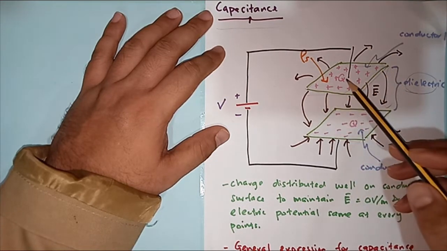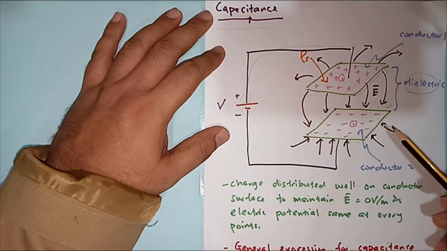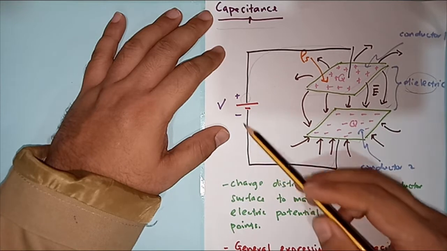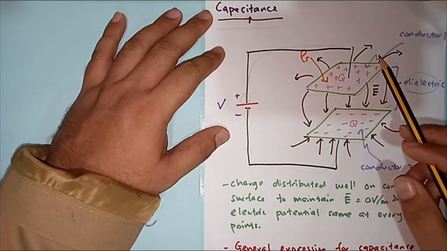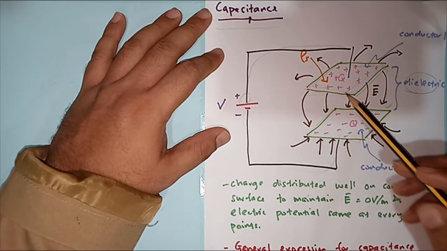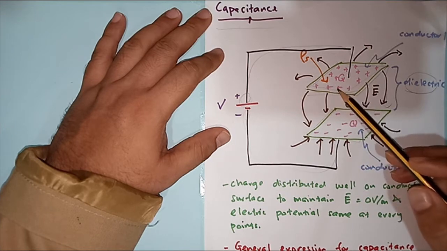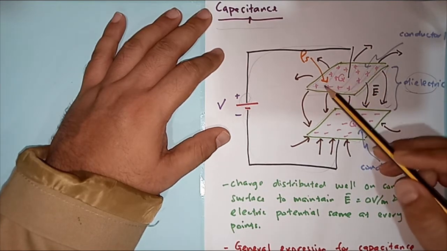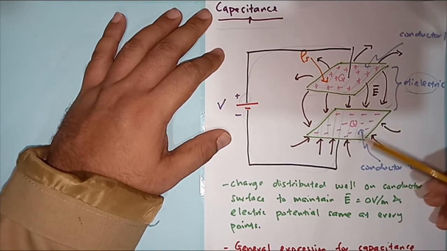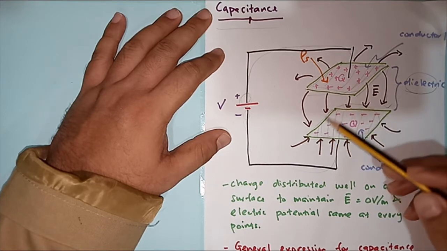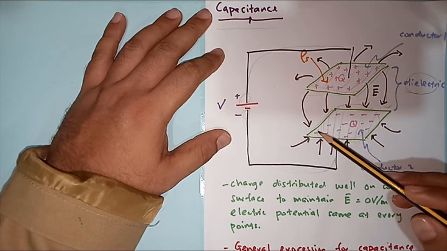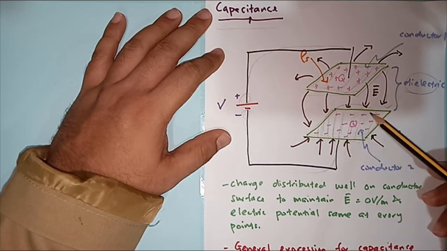The first conductor plate is connected to the positive terminal of the battery, and the second conductor plate is connected to the negative terminal of the battery. Because this plate is connected to the positive terminal, positive charge will accumulate on its surface. Similarly, because this plate is connected to the negative terminal of the battery, negative charge will accumulate on its surface.